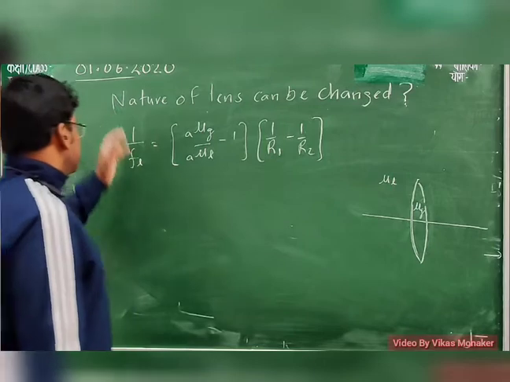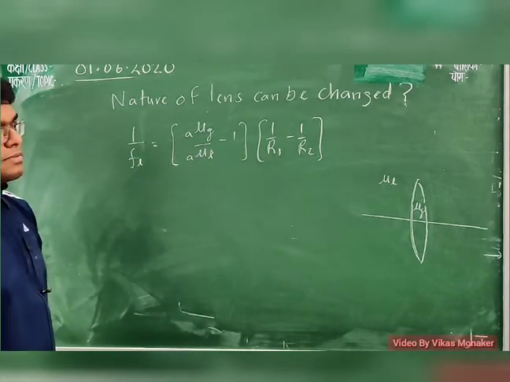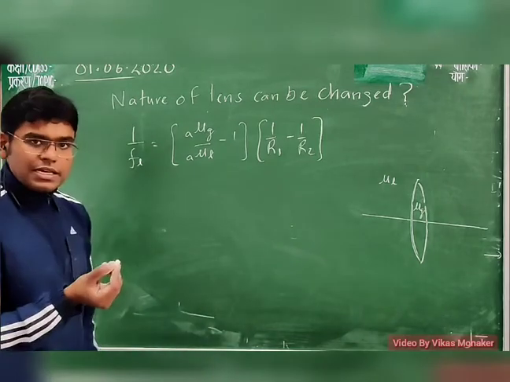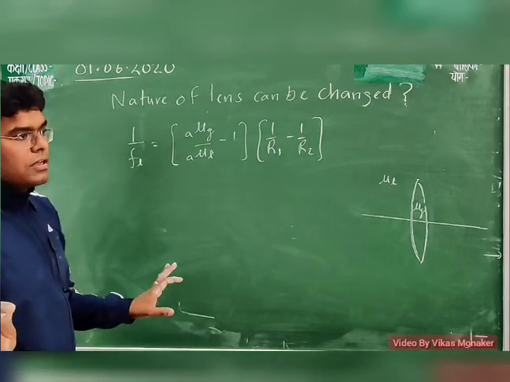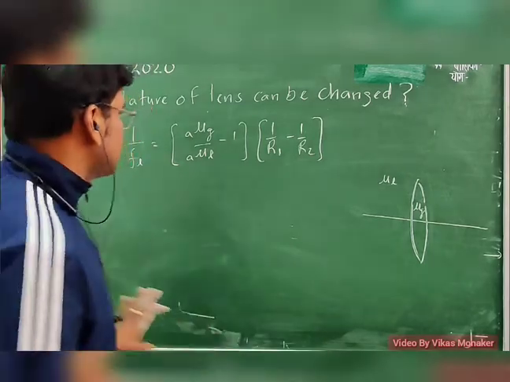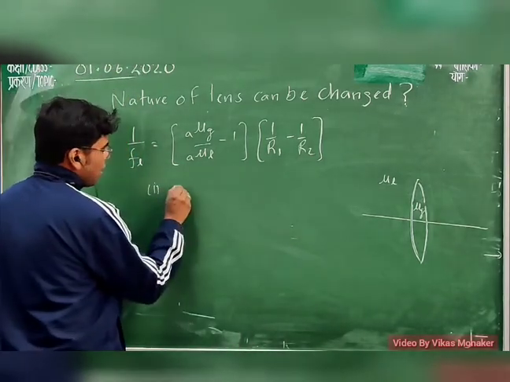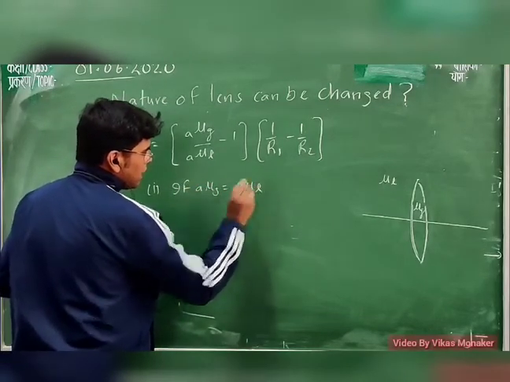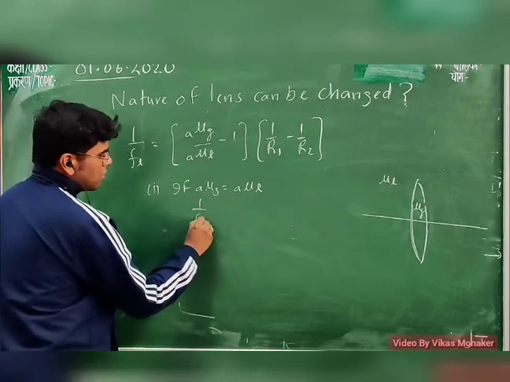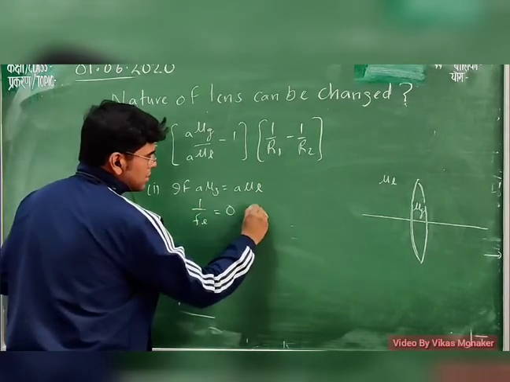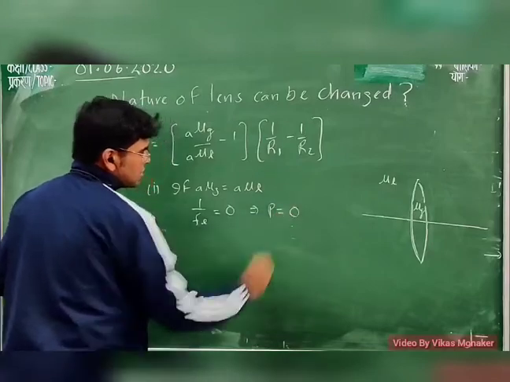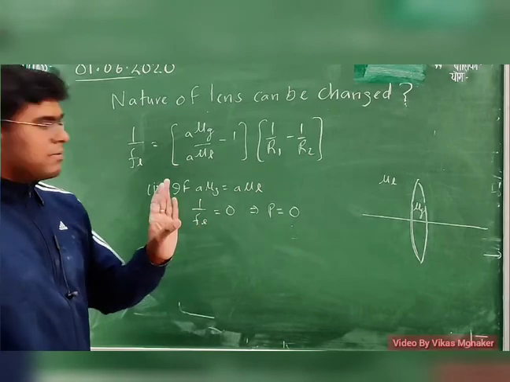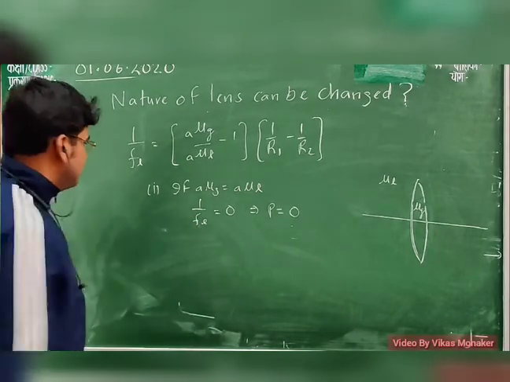So the focal length can be written with the Lens Maker formula like this. If we consider three cases, then all your problems will be solved. I am going to explain all three cases. First case: if mu g equals mu l, then what will happen? 1 upon f l will be 0. That means the power of the lens will be 0. So if you dip the lens in the liquid, it will disappear because the power is coming 0.